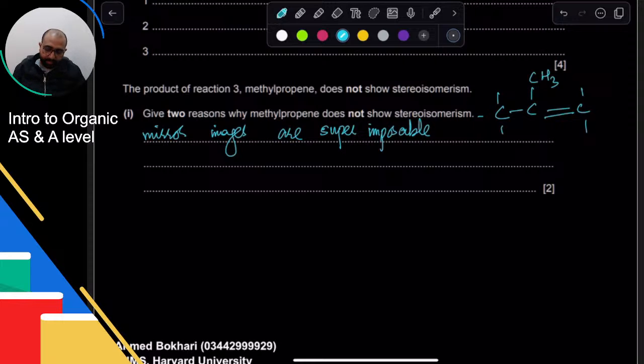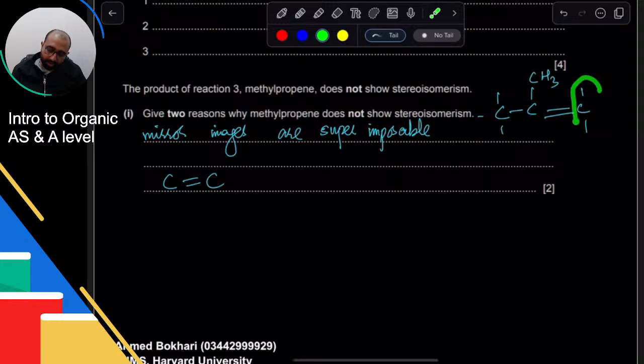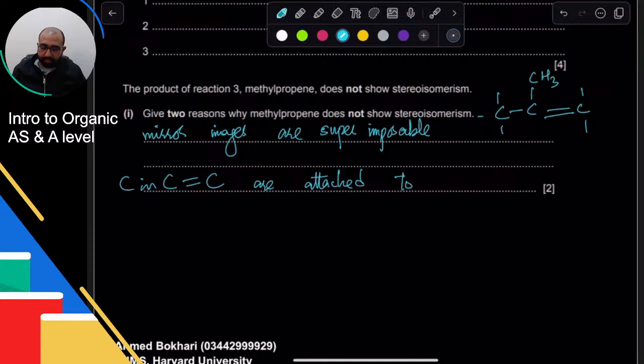But you can also say that it has a carbon-carbon double bond with carbons attached to the same groups. Why? Because chiral center ना होने से तो उसने ये नहीं किया ना. Geometric isomers भी तो बना सकता था. So why doesn't it make geometric isomers? Because this carbon is attached to the same group, and this carbon is also attached to the same group. So carbons in the carbon-carbon double bond are attached to two copies of the same functional group. Okay, so you can name it as well. You can say they're attached to two hydrogens, or you can say they're attached to two methyl groups, and that is why it doesn't.